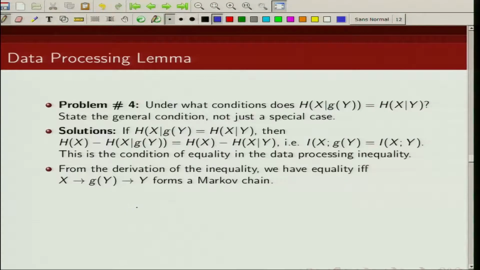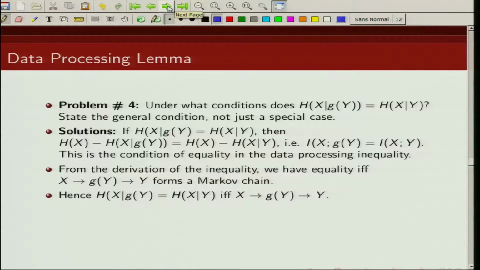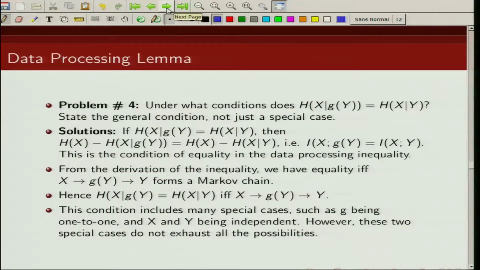So we know that this equality will happen if x, g of y and y also form a Markov chain, and that is the general condition I am talking about, under which the uncertainty in x given g of y is equal to the uncertainty in x given y. And there are many special cases, for example, g being 1 to 1, or x and y independent, but the general condition is this.